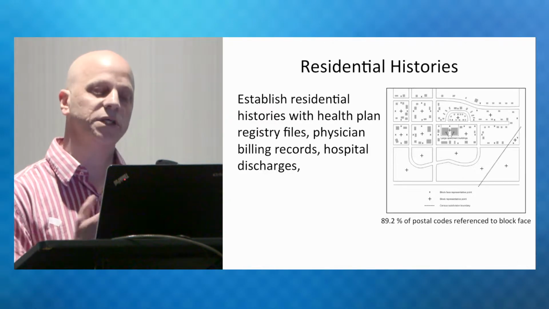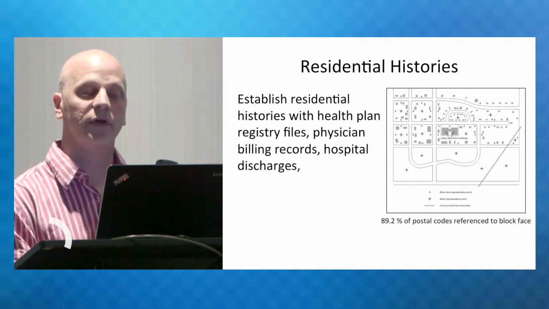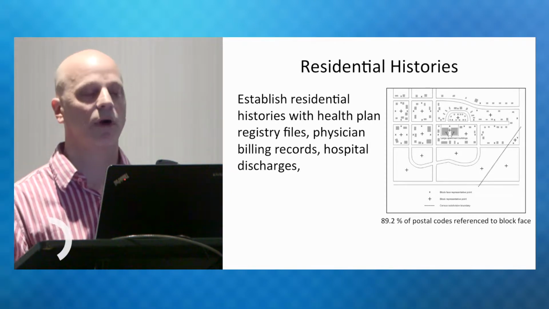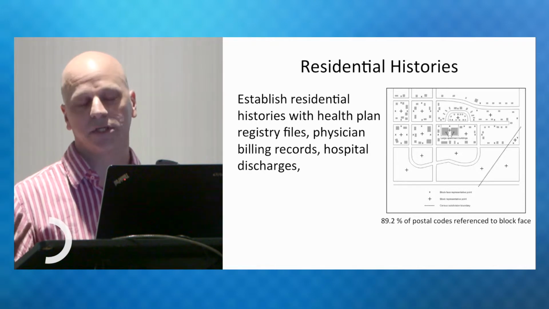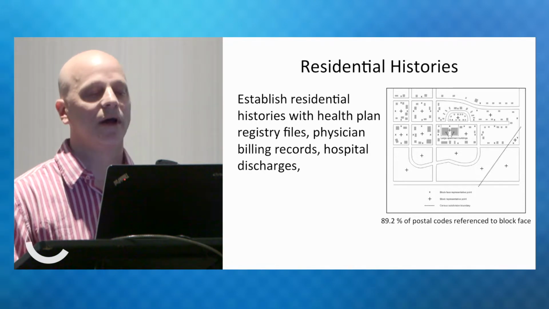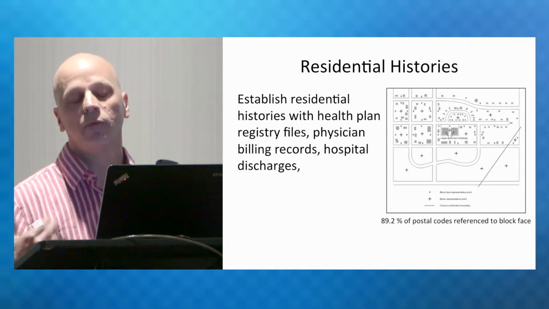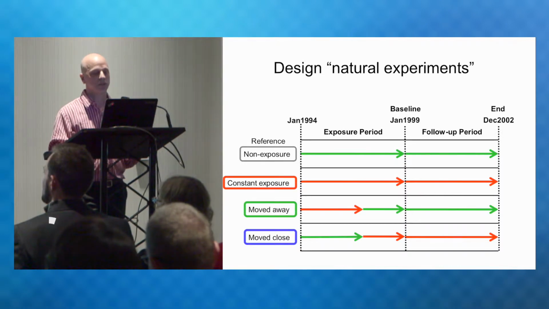When we put all this together, we can also take the information from people's contacts with the healthcare system and understand where they've been. If I didn't remember all those houses that I lived in, the government knows based on my contacts and what I report as my address. So we created residential histories for the population, and we can now use this to design natural experiments.